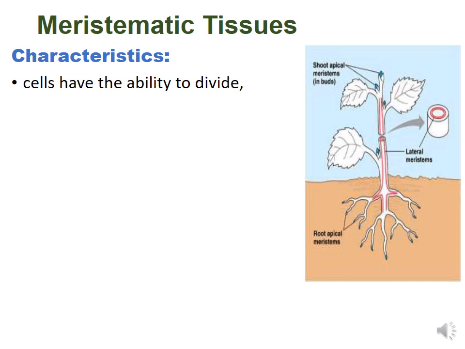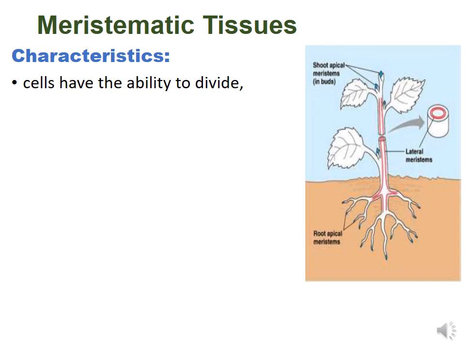And usually these types of meristematic tissues in the plant are found in the developing regions of the plant. Especially at the apical region of the stem, and also the apical region of the root. They are also found in the lateral areas of the plant stem.